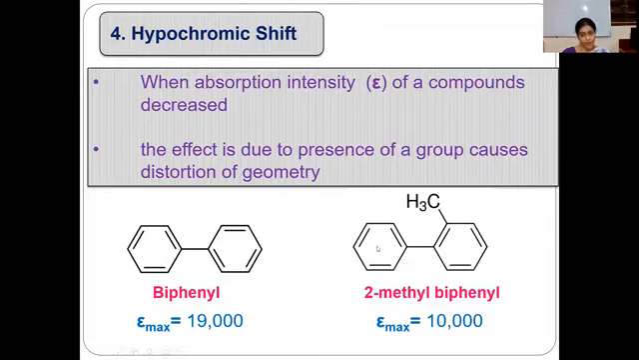When in biphenyl a methyl group is present at the second position, it causes steric hindrance and the compound does not remain coplanar. The geometry of the compound gets distorted. So from biphenyl to 2-methyl biphenyl, the value of epsilon max decreases. For biphenyl, the value of epsilon max is 19,000, and for 2-methyl biphenyl, the value of epsilon max is 10,000. It is mainly related with the geometry of the molecule.